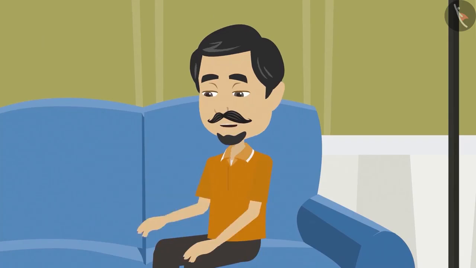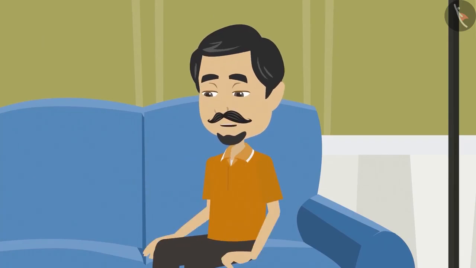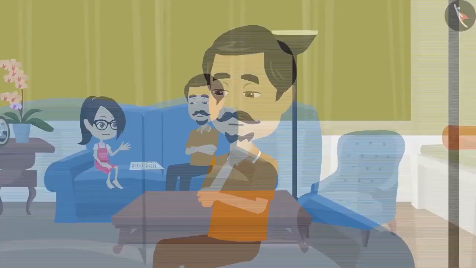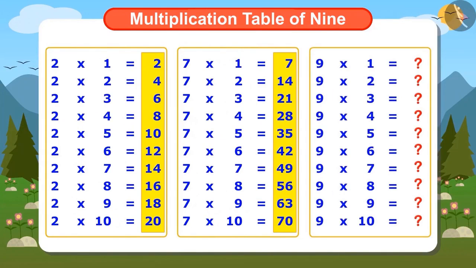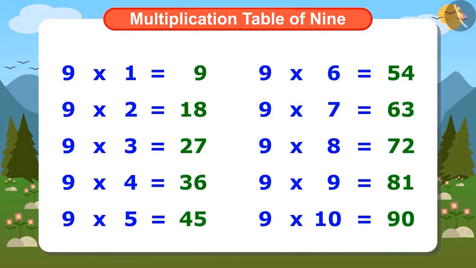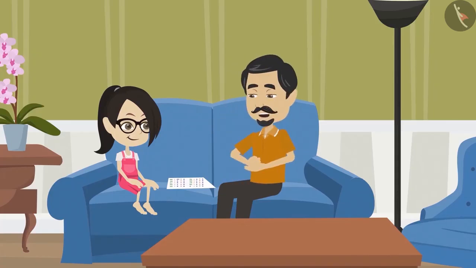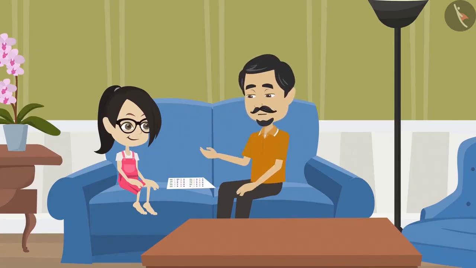Oh wow, you said exactly right. But how did you find out? First, I wrote a table of 2 small numbers, 2 and 7, from which I found the table of 9. And then I found out the answer to this question. Oh wow, Vandana, you have become very intelligent.